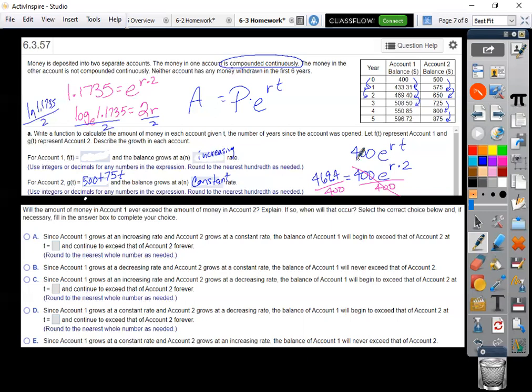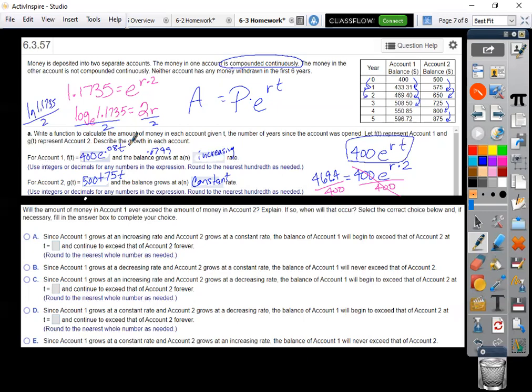So it's my 400, this is my base formula. Starting number in the account was 400. e to my rate now, does it tell me what to round my rate to? Use integers or decimals, round to hundredths. So again, I had 0.0799. So that would say round this up to 0.08. And then times my t. So don't forget to use a t in your answer there.